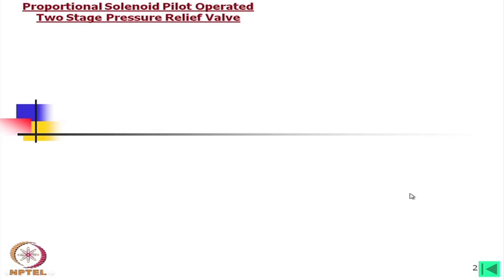Now, proportional solenoid, in comparison to the ordinary solenoid, is such that the input to the solenoid is either current or voltage, and the input is in such a way that the output will be linear to the current or voltage which is the input.